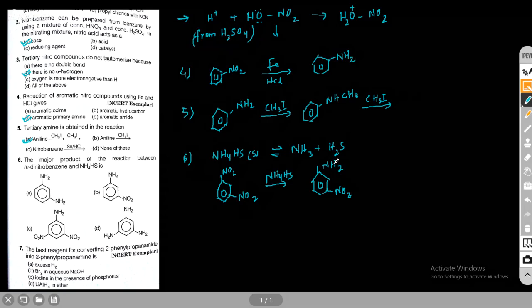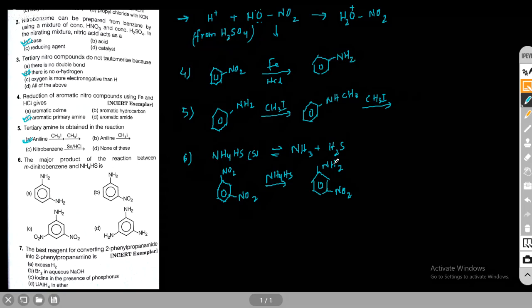Okay, so you must remember this reagent: NH4HS will convert into NH3, and that NH3 will replace one of the NO2, forming HNO2, and then NH2 will attach to the ring. Right, question number 7, you tell me.